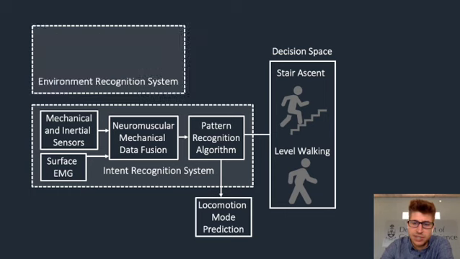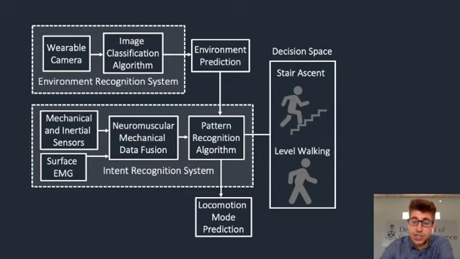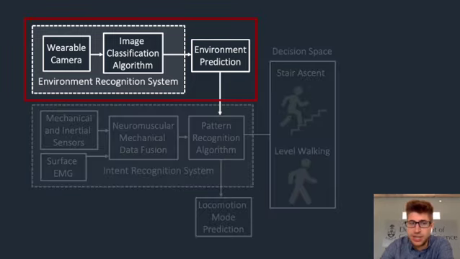Now, in theory, an environment recognition system consisting of a wearable camera and an image classification algorithm could be used to predict the oncoming walking environment prior to physical interactions, which can then improve the speed and accuracy of the locomotion mode predictions. And this has been the focus of our research.